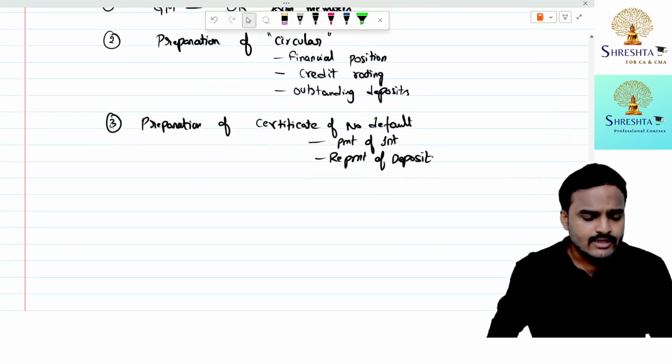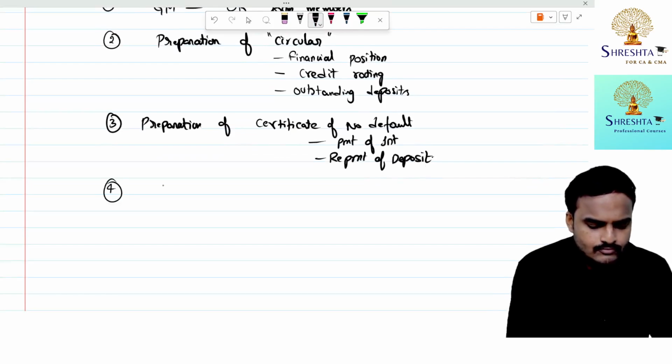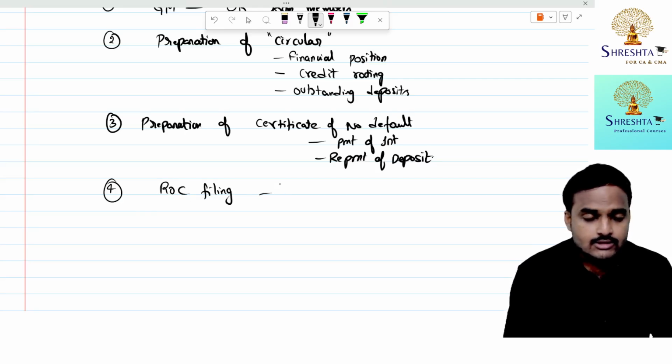And next condition, ROC filing. The company is required to file a circular with the ROC.